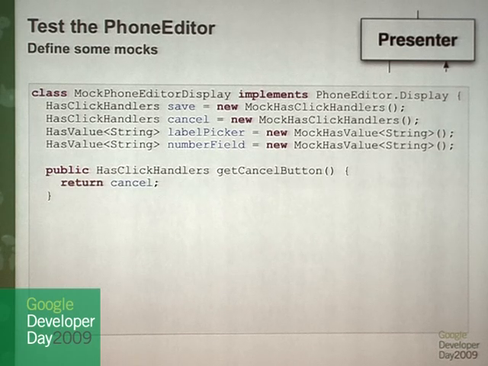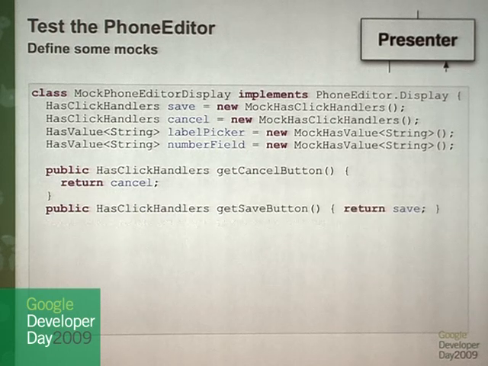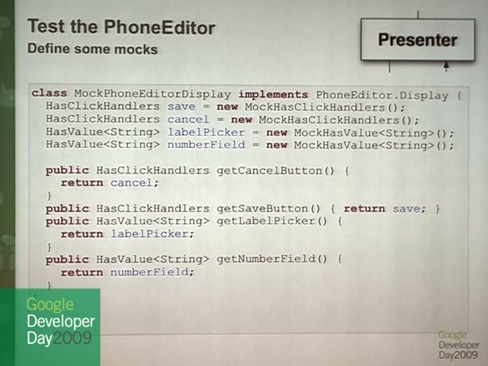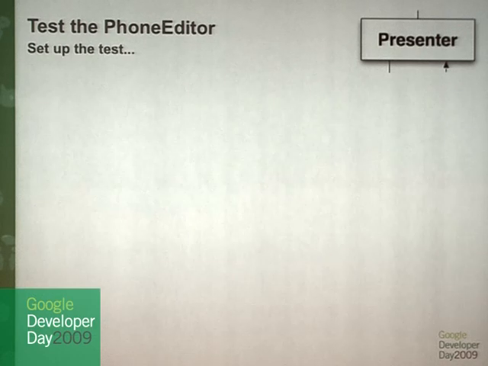What does the get cancel button method do? It returns the fake cancel button. The get save button returns the fake save button, and so on. So very boring code, and this is what we want. Because if the code is boring, then it's easy to write, and it's easy to make it correct. And we're only doing the mocks once. So we want to do them once, and then forget about them, and use them over and over again.